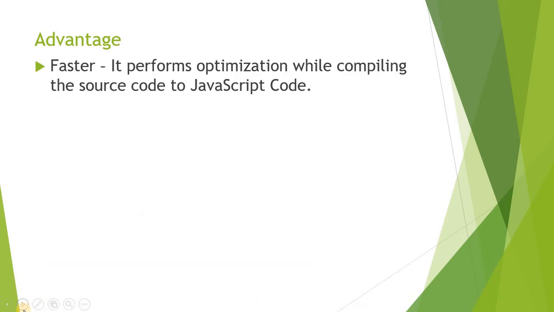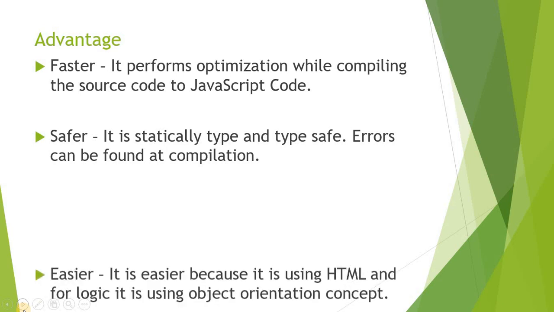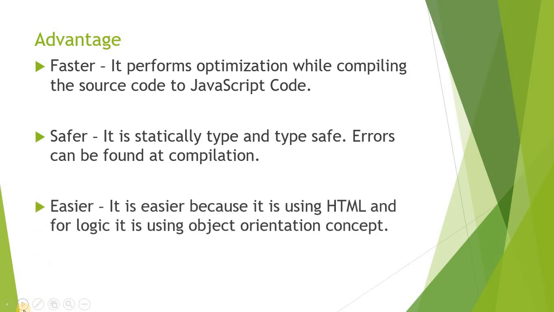So, what is the advantage of JSX? Faster, because it optimizes your code at the time of compilation. It is safer because it is statically typed and type safe, and you can find the errors at the time of compilation. It is easier because it uses simple HTML elements, and you can use object-oriented concepts for implementing the logic.